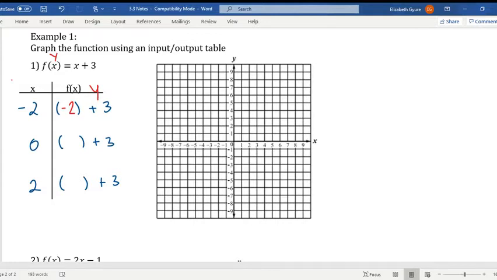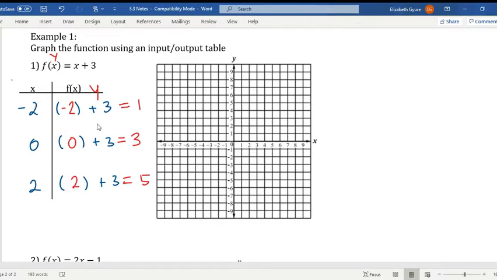So now you're going to simplify. There's nothing in the parentheses that needs to be done. So you could just do -2 plus 3, which is going to give you 1. Then we're going to plug in 0. Again, nothing to do in the parentheses here, so 0 plus 3 is just 3. Then here we're going to plug in 2. Nothing to do in the parentheses. 2 plus 3 is 5.